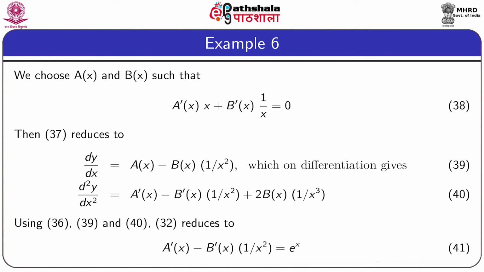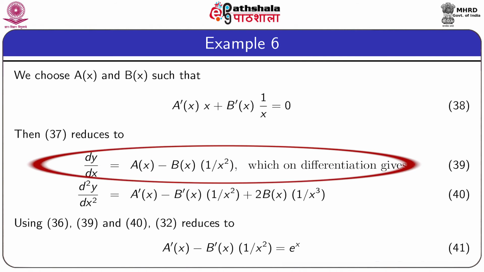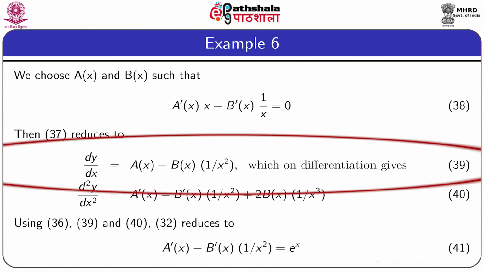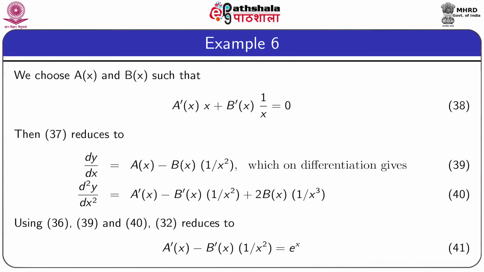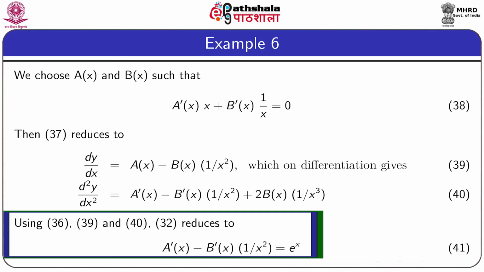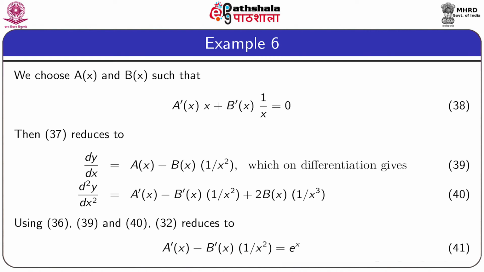We choose the functions a(x) and b(x) such that a dash x into x plus b dash x into 1 by x is equal to 0. Then our equation 37 reduces to dy/dx equal to a(x) minus b(x) into 1 by x squared, which on differentiation gives d squared y by dx squared equal to a dash x minus b dash x into 1 by x squared plus 2 b(x) into 1 by x cubed. Using 36, 39 and 40, equation number 32 reduces to a dash x minus b dash x into 1 by x squared equal to e to the power x, given by equation 41.